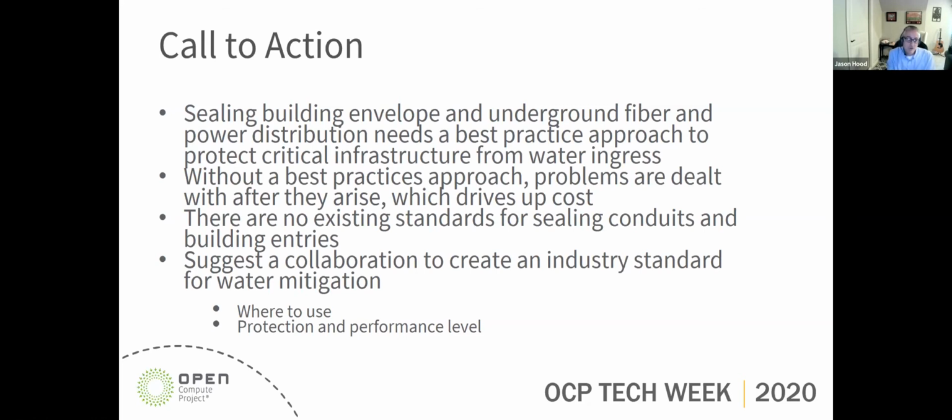So our stance here is that we need to look at what is the standard. It's not enough just to say seal the conduit, seal the vault. You have to think about where the critical areas are that we need to protect, and what the requirements are. What's the protection level? What are the hazards we want to protect against? And what's the performance level? Again, a lot of these products that are used will not hold back constant water pressure. So my stance here is that we need to have a collaboration to create an industry standard for data centers to protect against water infiltration.